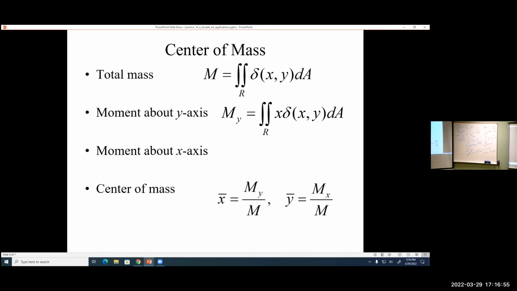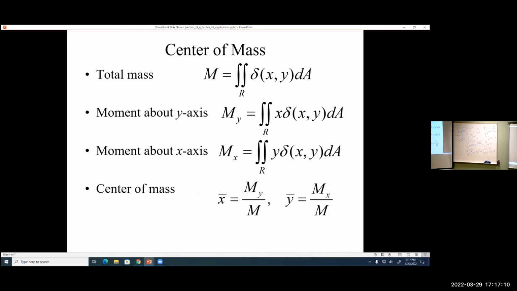All right, do not worry about memorizing these formulas. You guys can use your note cards for them. I wouldn't put center of mass on an exam anyways. This would be more like a take-home type of thing. But you know, we can do center of mass.